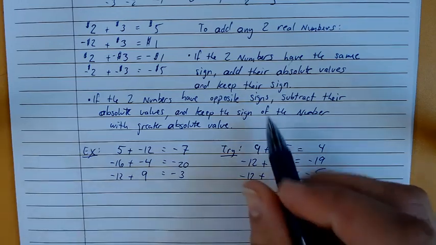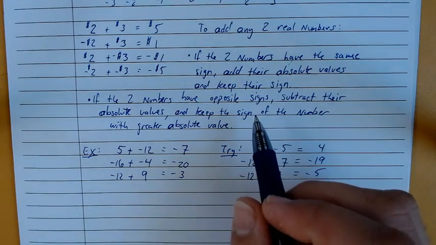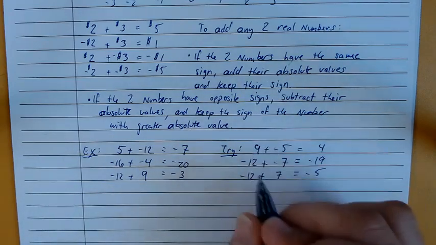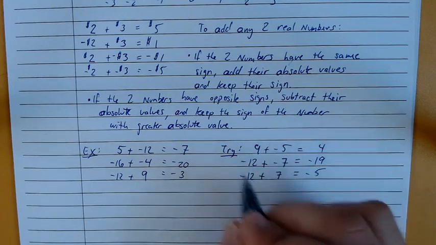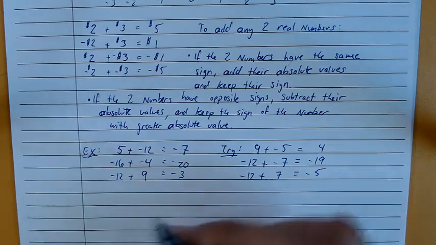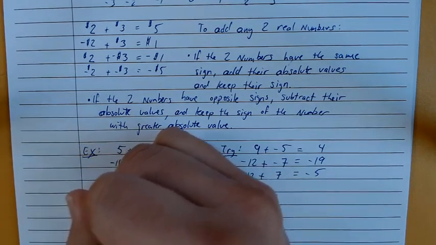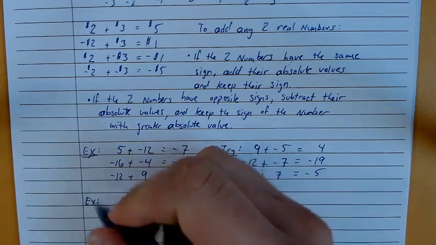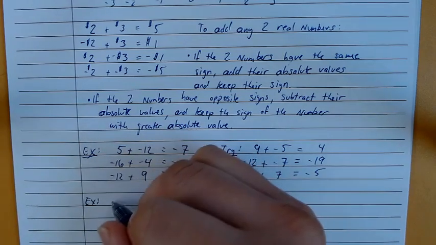Keep in mind that this will continue to work regardless of what type of numbers you have. If you have integers like we have here, that works fine. But it also works for fractions and decimals. So for example, let's say we're going to add the following decimals.